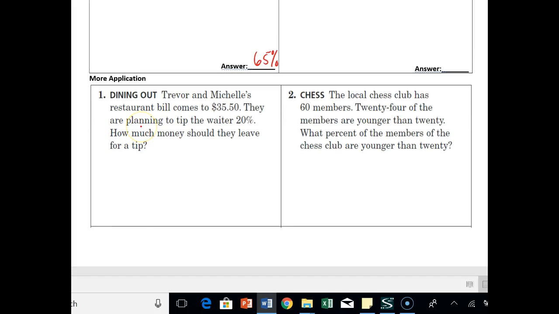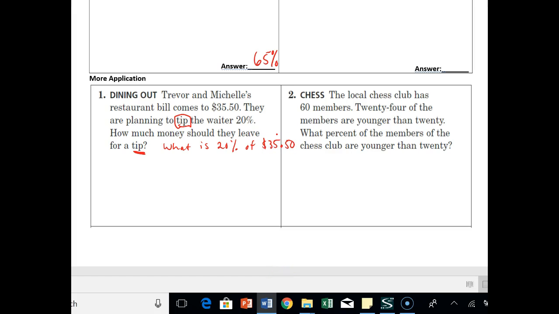And the last problem, some more application. Trevor and Michelle's restaurant bill comes to $35.50. They're planning to tip the waiter 20%. Tipping is giving extra money. It's almost like you're giving yourself a tax, right? How much money should they leave for just the tip, all right? Not for the entire bill, just for the tip. So basically this is saying, what is 20% of $35.50?